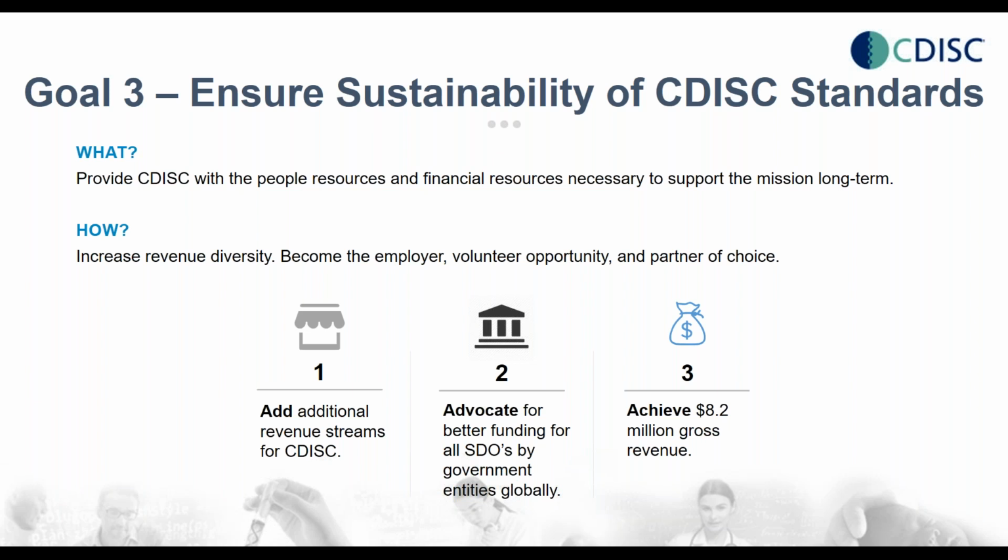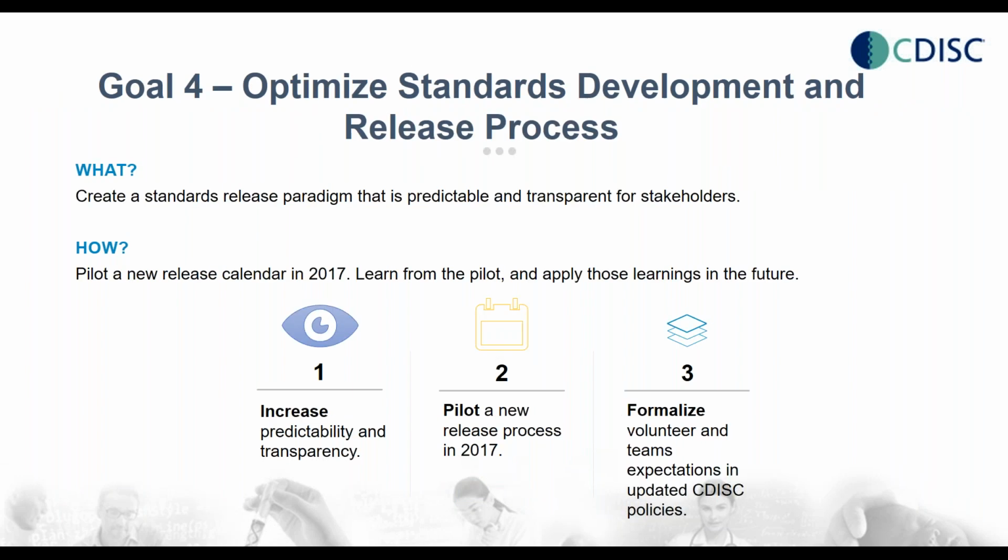I mentioned sustainability. Sustainability is certainly about people. It's also about money, and it's about making sure the organization is effective and does what it says it's going to do. And so we do need to make sure we have more revenue streams. We have an ambitious financial goal for the year that I think we'll meet. And we need to do a really good job providing our teams and our people the resources they need to get the job done.